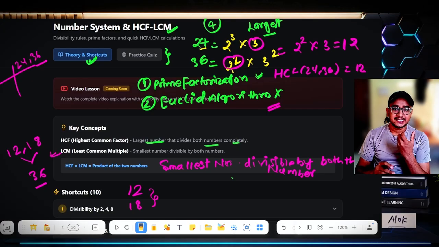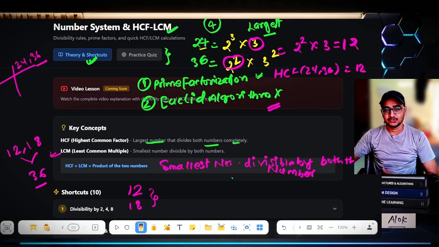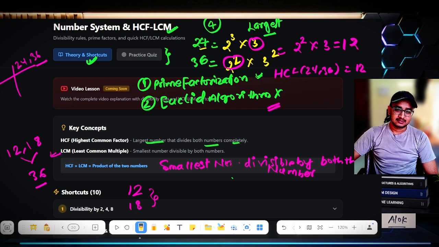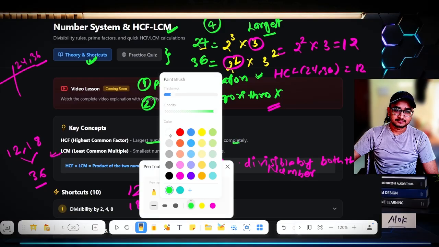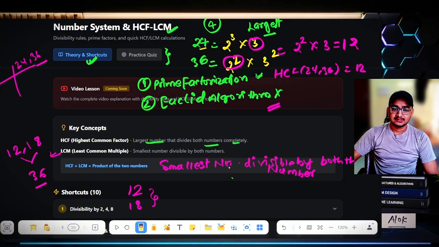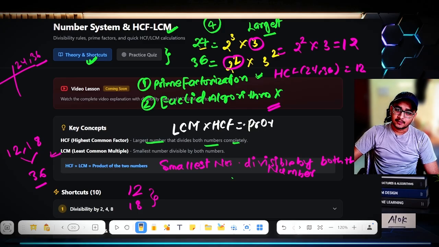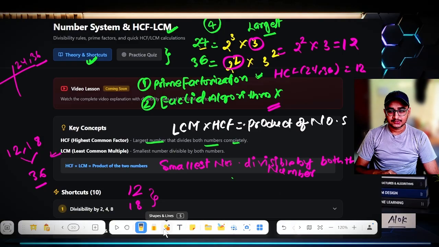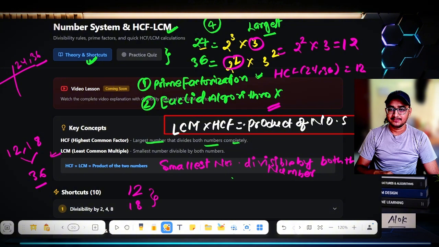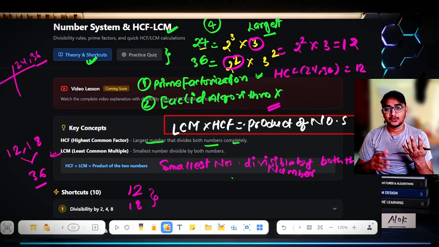But in examinations like TCS or Wipro or Accenture, you need to keep one formula in mind. Let me change the pen color. So keep it in mind: LCM times HCF is equal to the product of the numbers. You have to keep this formula in your mind so that your question gets solved easily. I hope you got a clear understanding of LCM and HCF.